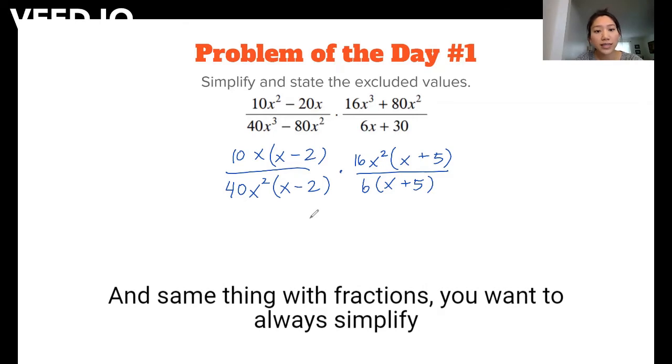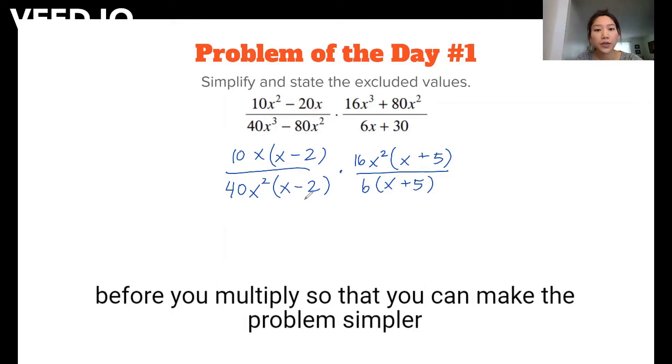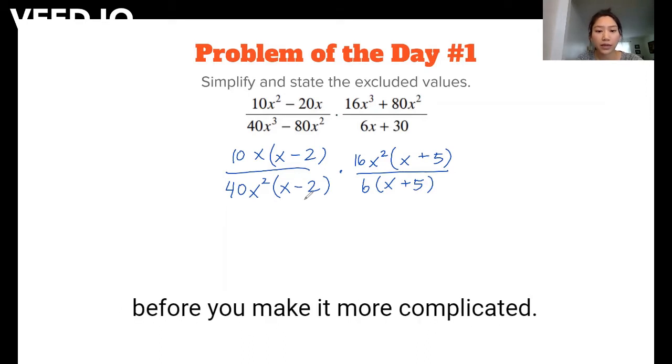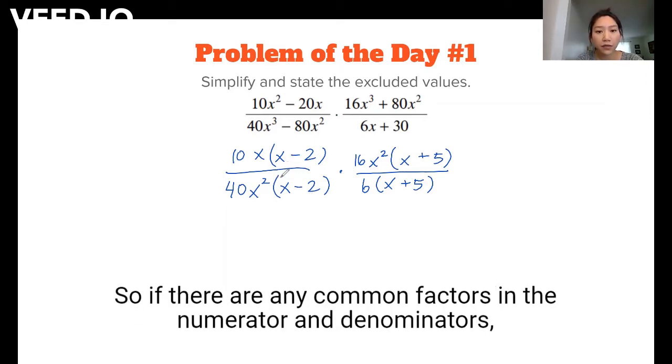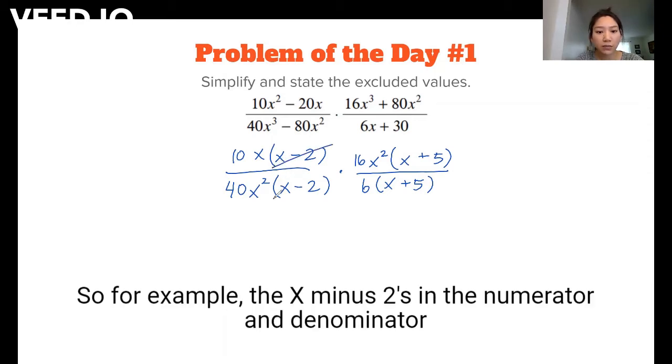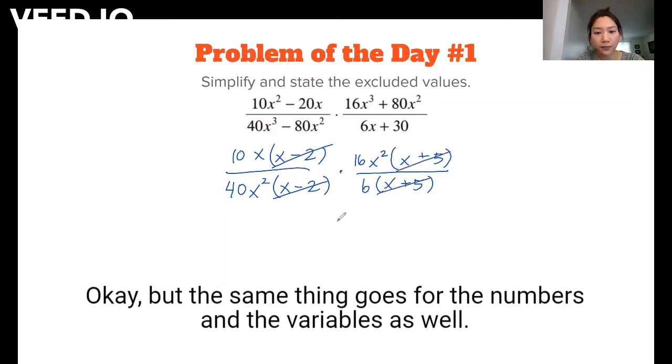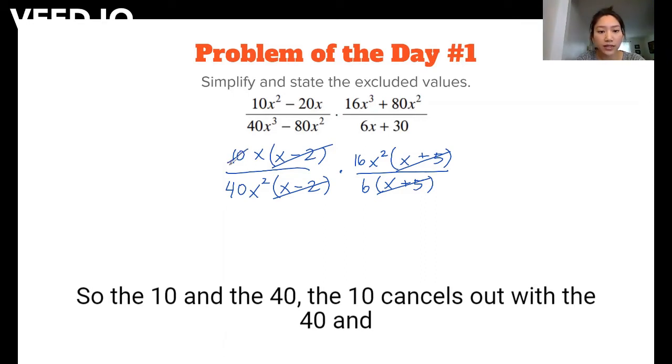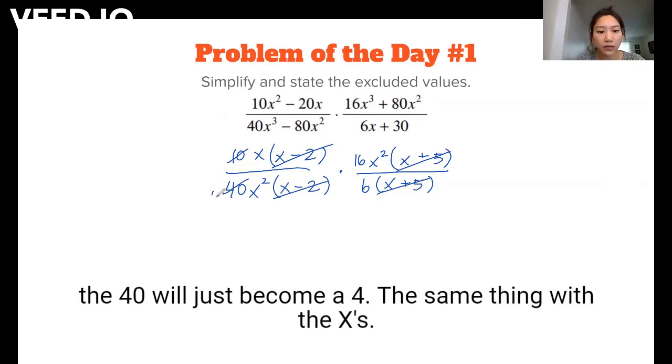And same thing with fractions. You want to always simplify before you multiply so that you can make the problem simpler before you make it more complicated. So if there are any common factors in the numerator and denominators, they'll cancel out. For example, the x minus 2's in the numerator and denominator cancel out, and the x plus 5's. The same thing goes for the numbers and the variables as well. So the 10 and the 40, the 10 cancels out with the 40, and the 40 will just become a 4.